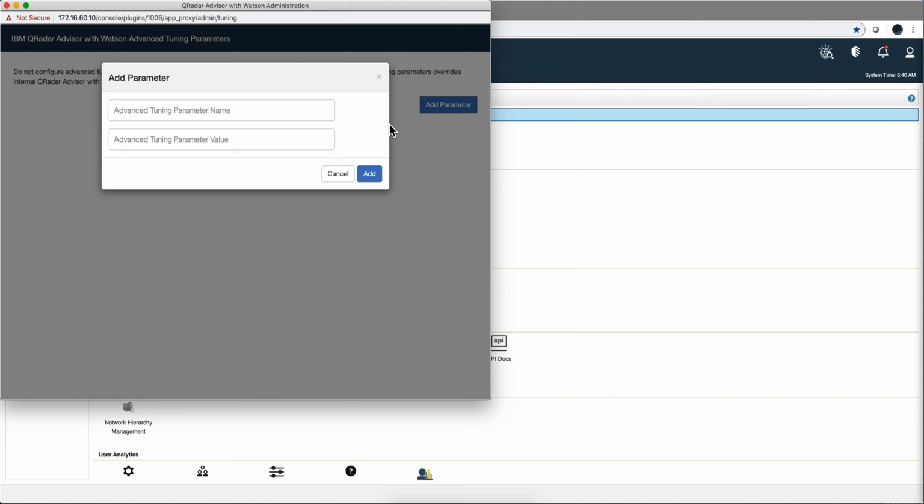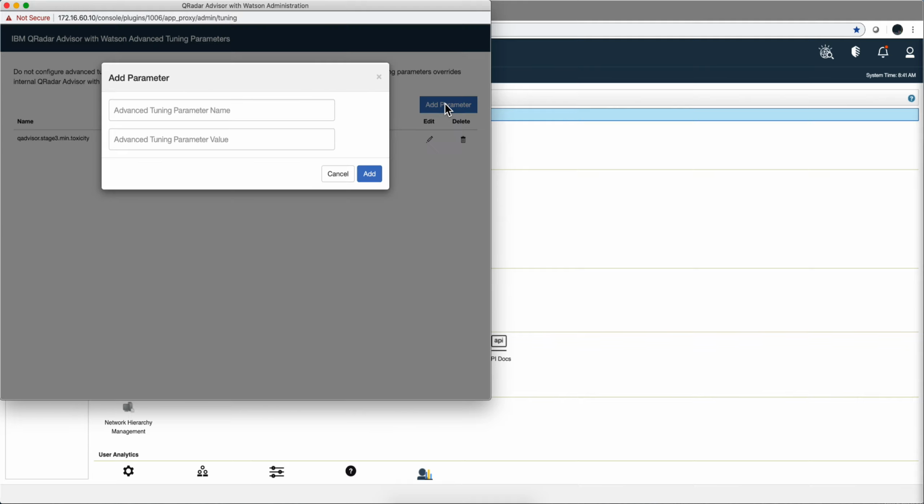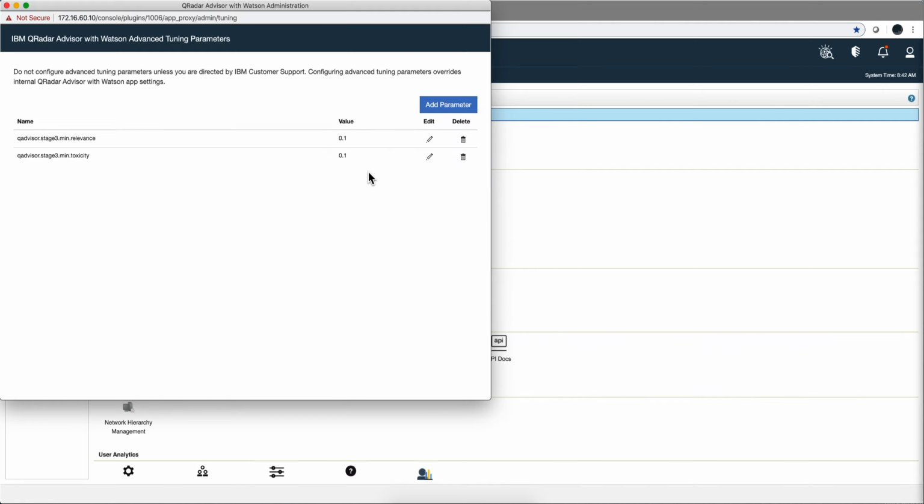So I'm going to add here 2 parameters. The first one is I'm telling Advisor, hey, instead of 0.4, which is your default, I want you to take into consideration toxicities that are level 1 and higher. Let me add that parameter. And I'm going to add another one for the relevance. So I'm saying for stage 3, consider anything that is 1 and above as relevant.